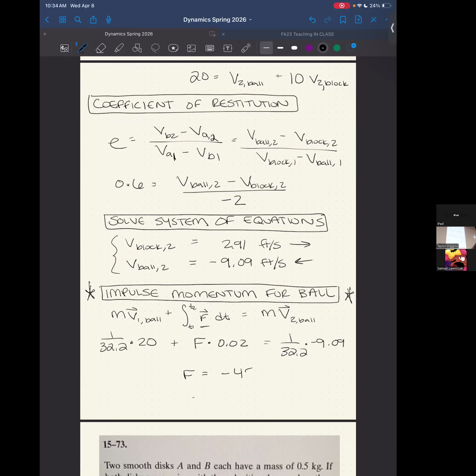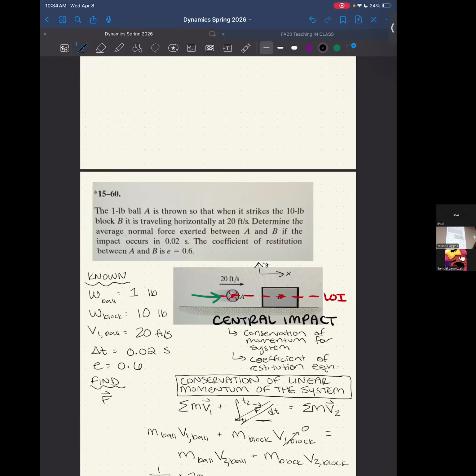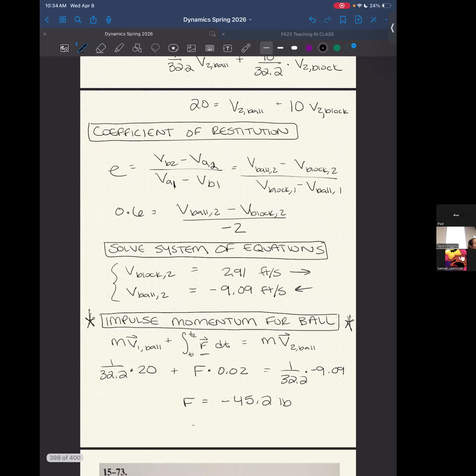Can you explain why you're only doing it for the ball? I think it just asks for average normal force exerted between the two, so it doesn't really matter what sign is in there. It doesn't matter which one you choose because they're equal and opposite because physics. So I could have chosen the block, but the reason I do only one is that I don't want this impulse to cancel. Yeah, because I did all of it and it cancelled. That's a problem. So negative 45.2 and positive 45.2 would both be acceptable. Yep. Okay.